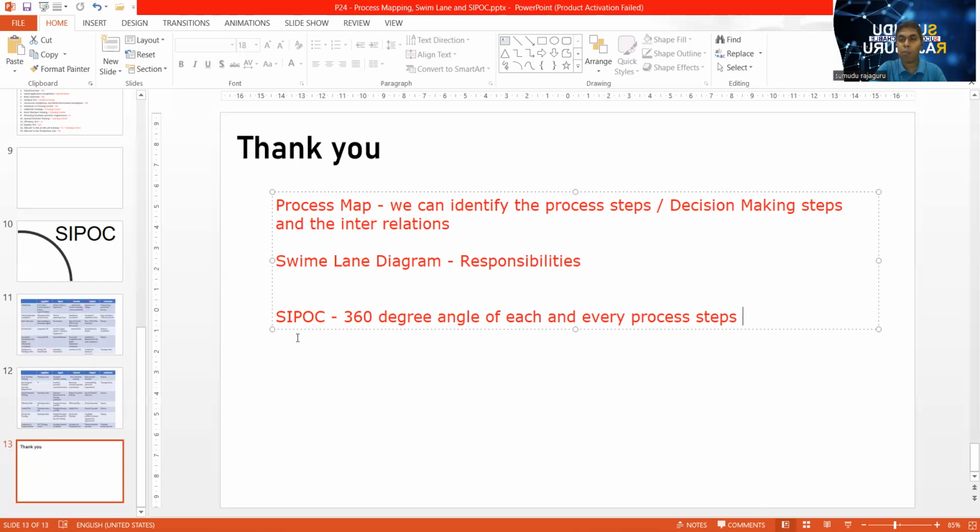I think you may have some rough knowledge about this topic, process mapping, swim lane, and SIPOC chart. Okay. So this is very interesting, and this is a very important thing regarding process improvement.